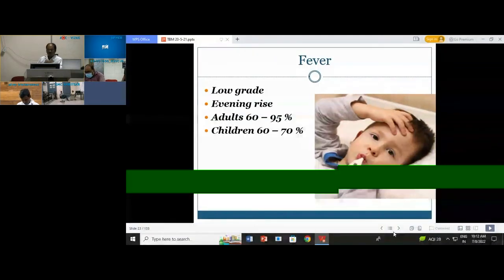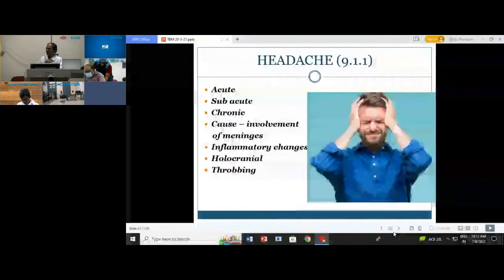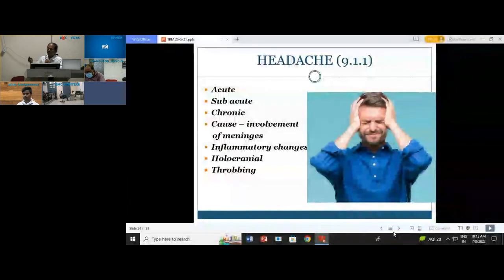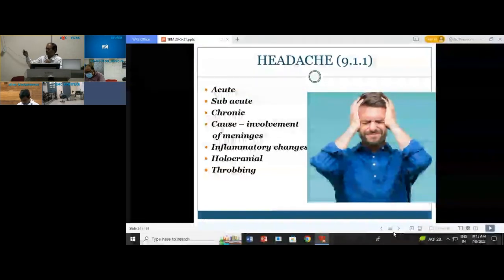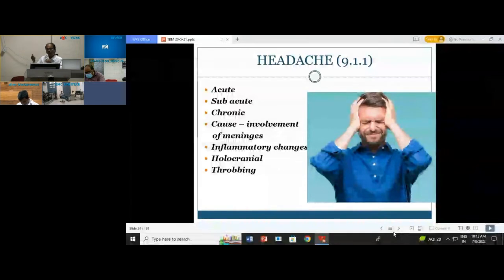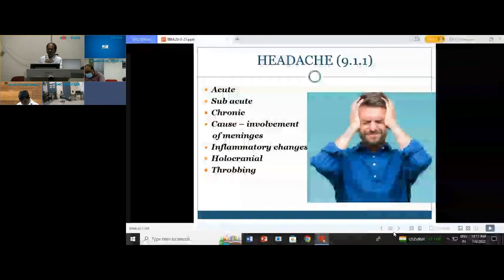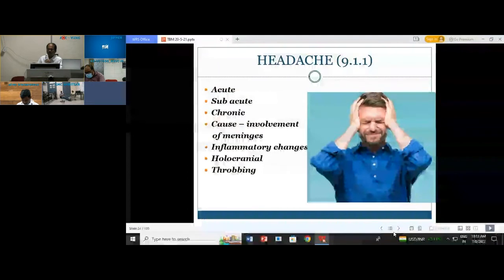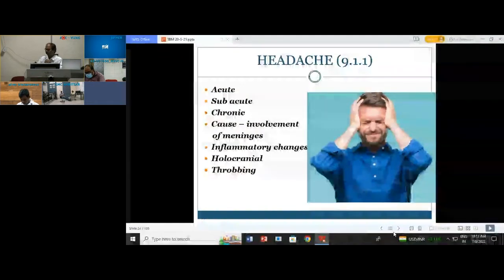Then headache. According to the International Headache Society, the headache of tuberculous meningitis is a secondary headache that comes under infections. That is, out of the 14 headache groups, from 5 to 14 are the secondary headaches, and the code is 9.1.1. This headache may be acute, subacute, or chronic. Headache can be completely absent. It is due to involvement of the meninges and inflammatory changes in the meninges. Usually it is a holocranial, throbbing headache, or sometimes so mild or totally absent.